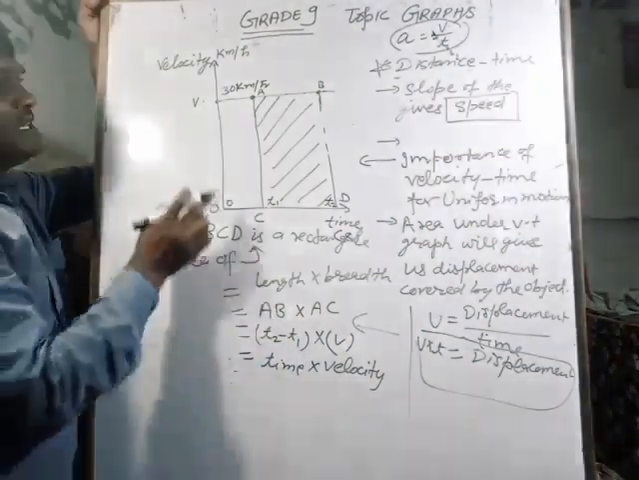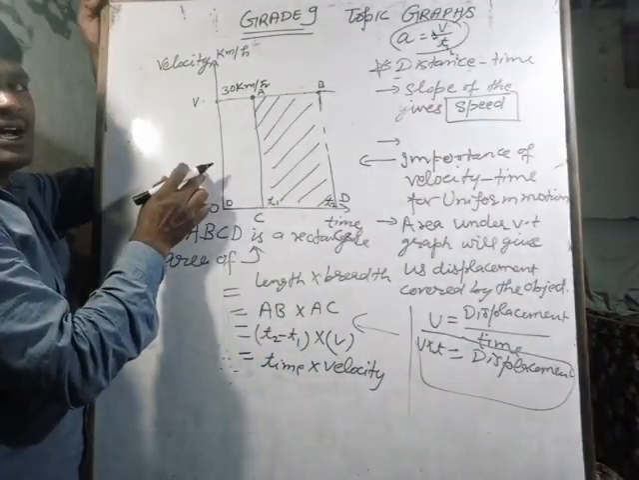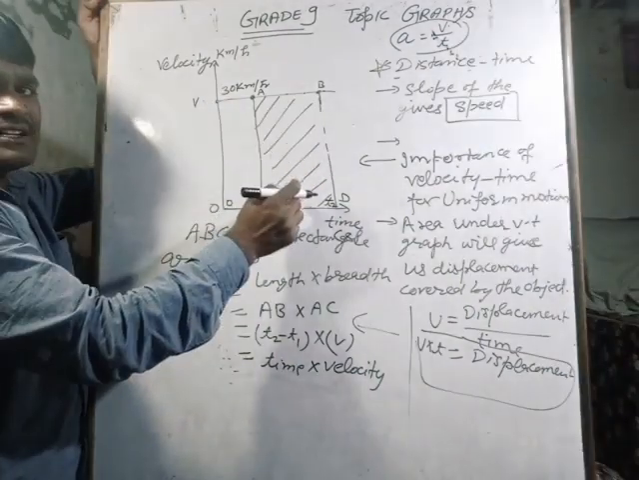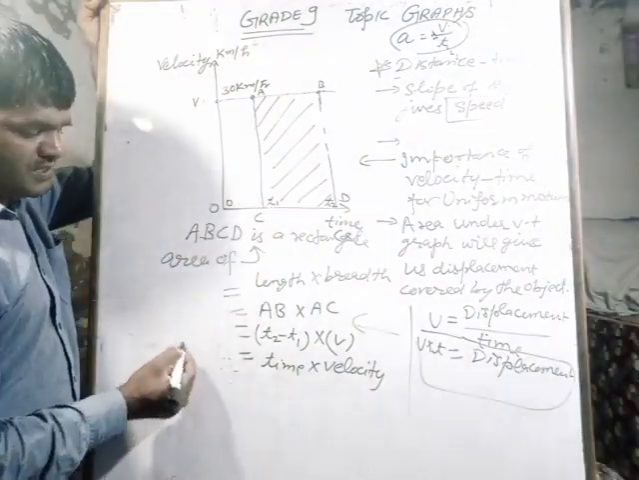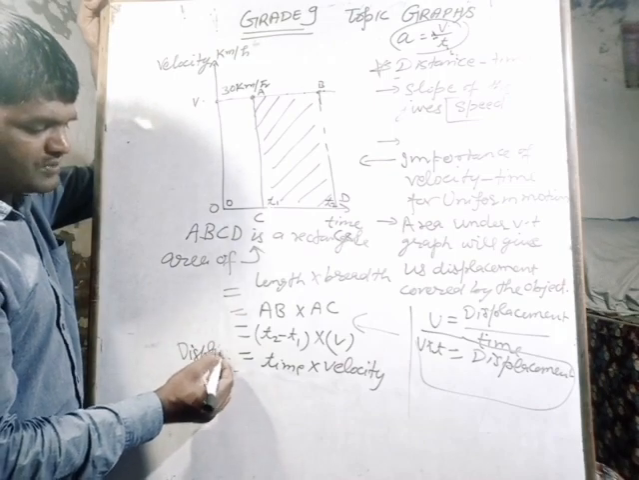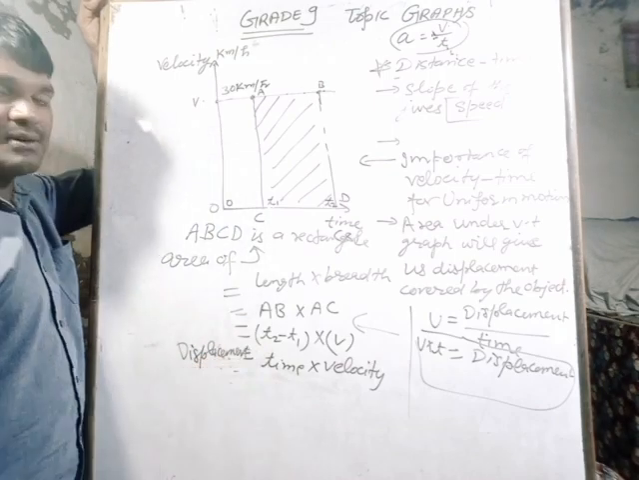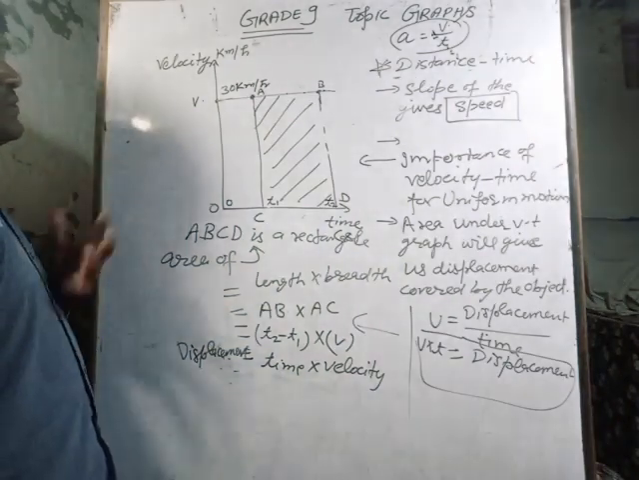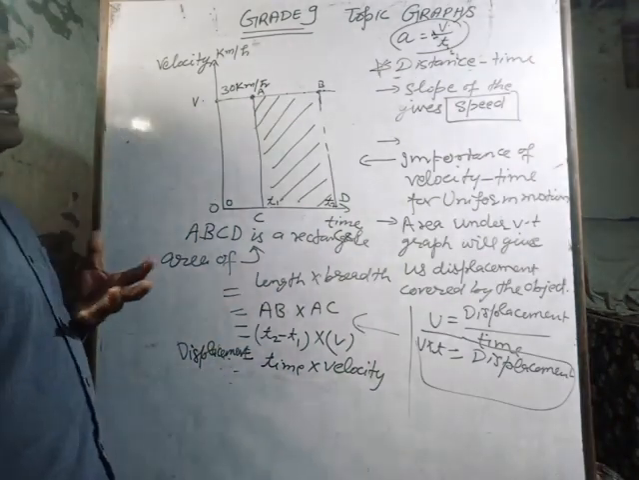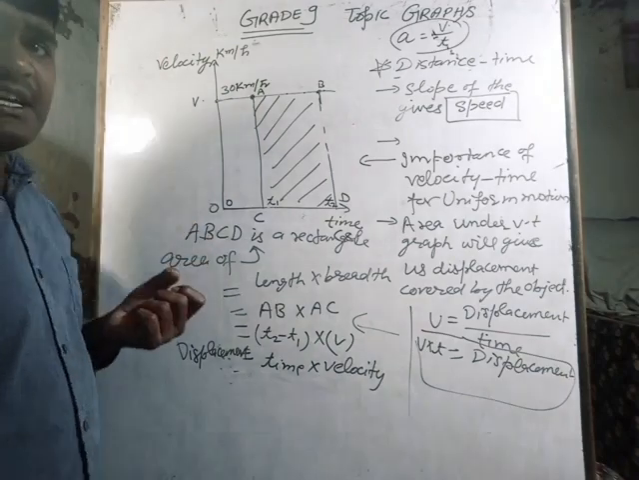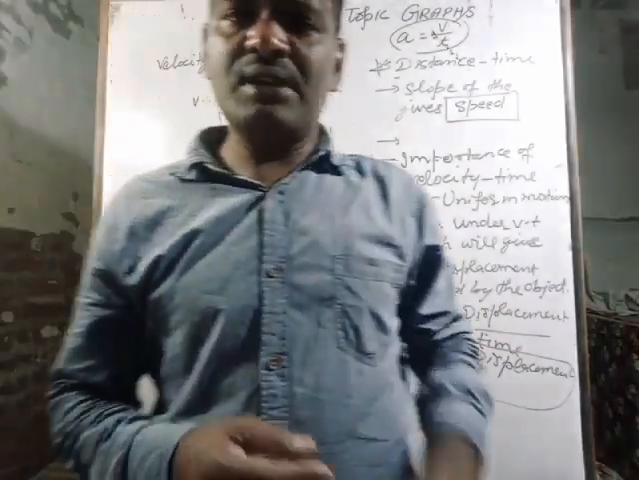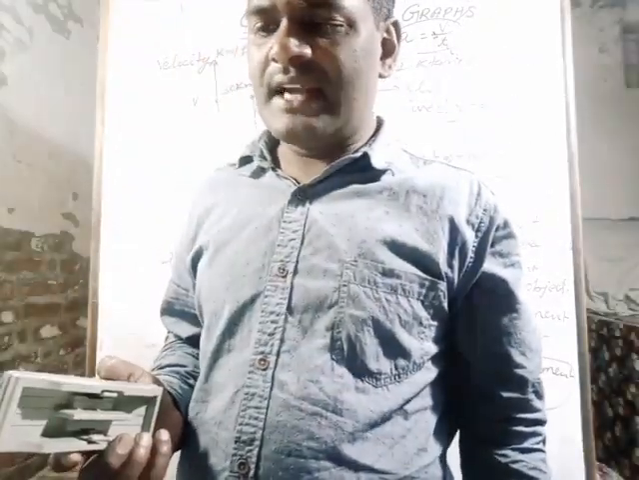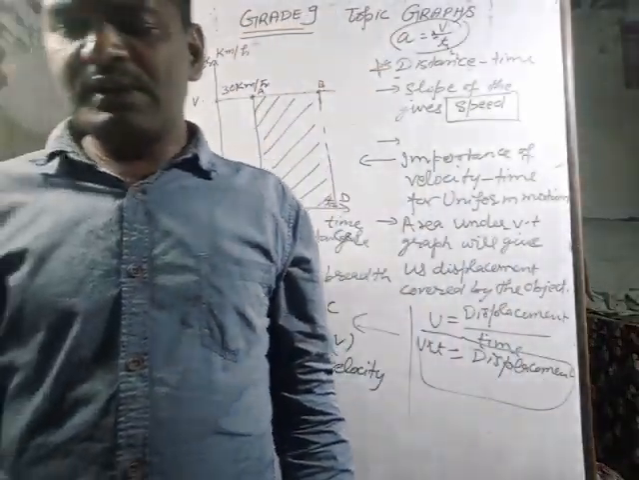That is why we can say that velocity time graph has importance, such that the area under that graph will give us the displacement covered by the object. So this is the importance of velocity time graph. Basically we are discussing different types of graphs. Now let's talk about more graphs, that is for uniformly accelerated motion.